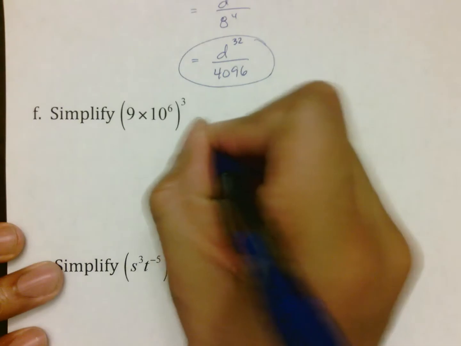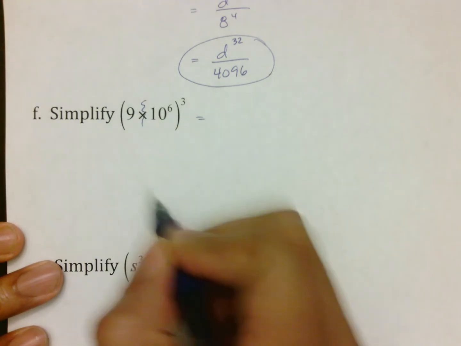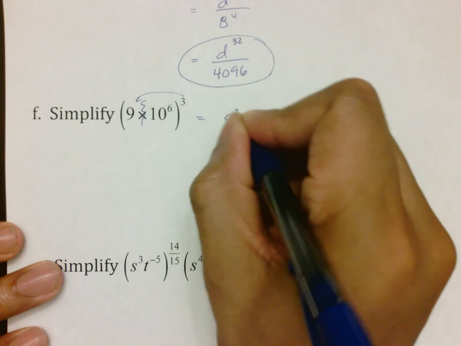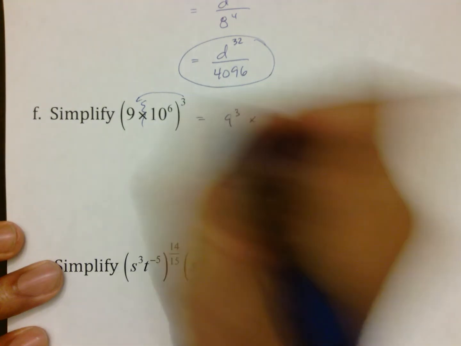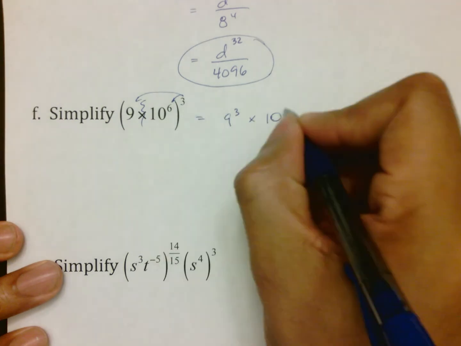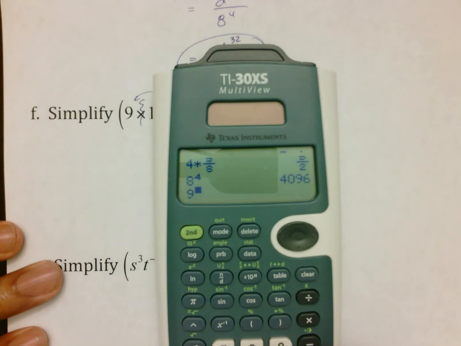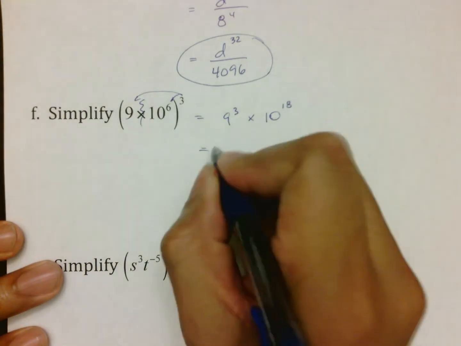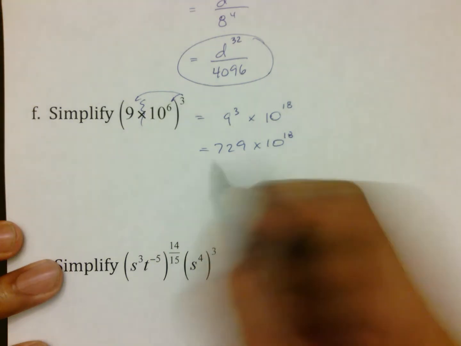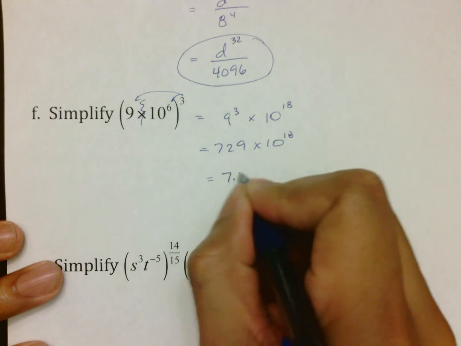For F, here's what you want to make sure you do. There is no work on this, but here's what you want to make sure you understand. This is broken into 2 parts. Pretty much what you're going to have is 9 to the 3rd times 10 to the 3 times 6, because you're going to drop it down there, which would be 10 to the 18th. 9 to the 3rd, of course, turns into 729 times 10 to the 18th. Of course, this is not scientific notation because this number is way too big. We need only one digit, so we turn that into 7.29.